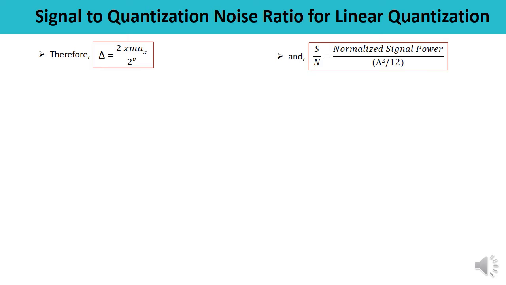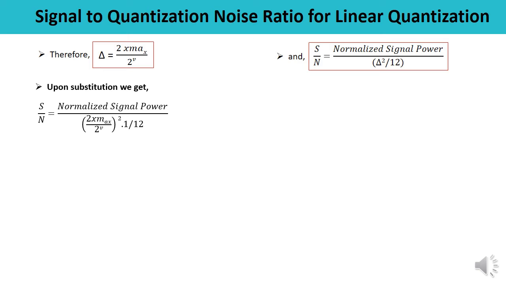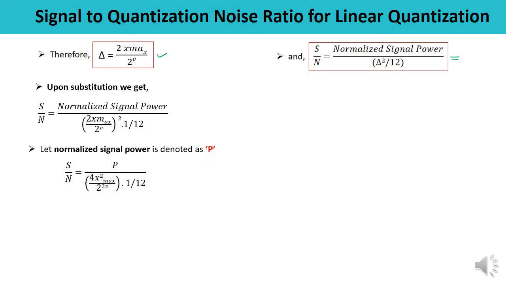You know what is delta and what is signal to noise ratio, where we have substituted the normalized noise power. So now you can substitute the value of delta from here into this particular equation. S by N is normalized signal power upon, in the denominator, the substituted value of delta. Now if the normalized signal power is denoted by P, then in the numerator the normalized signal power will be replaced by this term P and the denominator term will be as it is. Now simplify it.